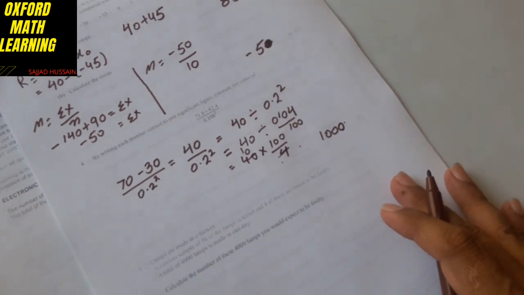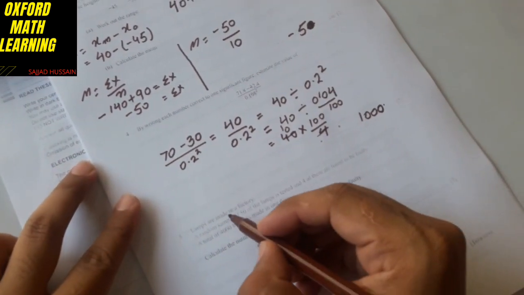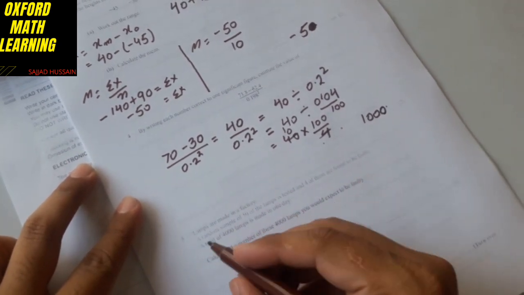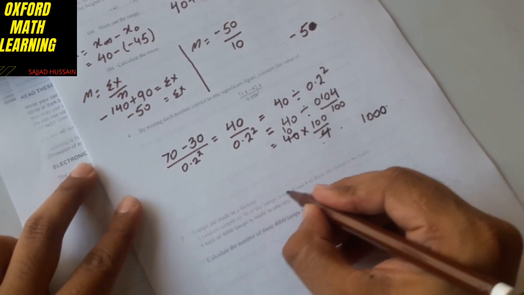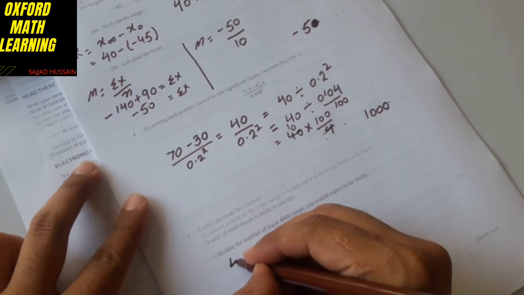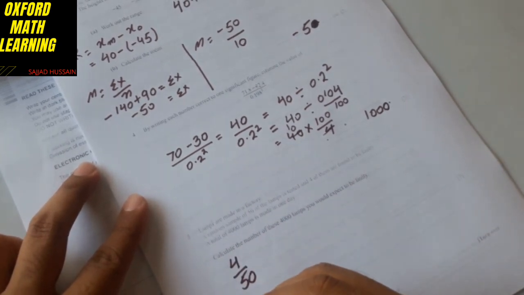Okay, in question 5, lamps are made in a factory. A random sample of 50 lamps is tested and 4 of them are found to be faulty. A total of 4000 lamps has been made. Out of 50, 4 lamps have been found faulty. It means 4 over 50 is the fraction of faulty.